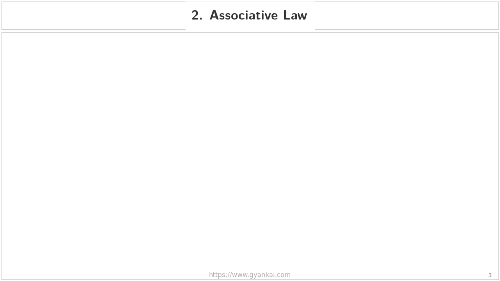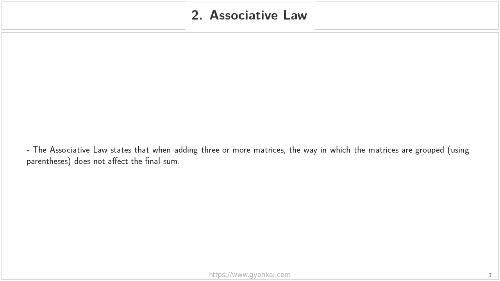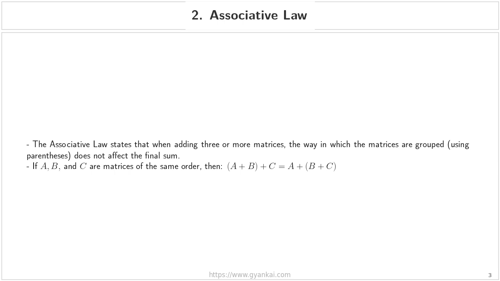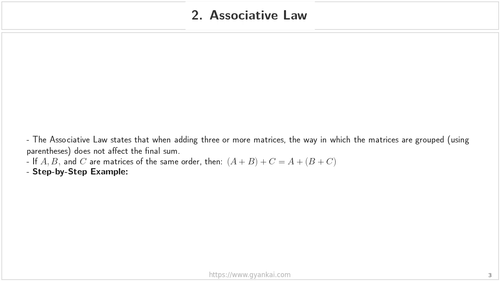2. Associative law. The associative law states that when we are adding three or more matrices, the way in which we group them using parentheses does not change the final resulting sum. In formal terms, if we have three matrices of the same order, which we will call A, B, and C, then the sum of A and B added to C is equal to A added to the sum of B and C. To make this clear, let us walk through a step-by-step example.